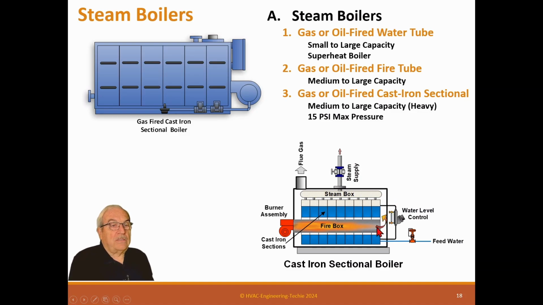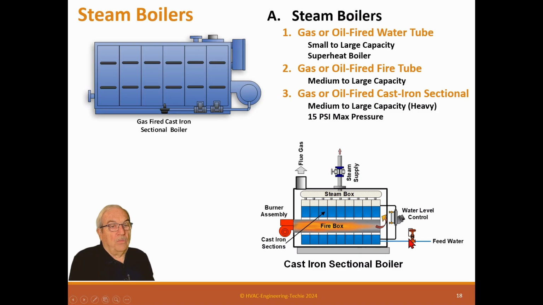to the steam box. So what happens, the water level keeps this boiler of cast iron sections full of water, and the heat goes through the center of those cast iron sectionals, heating up the cast iron. The flue gas goes around and comes out the flue. As this gets hot, it steams, the steam goes to the steam box, and the steam goes out that direction. The water level control keeps the water makeup.